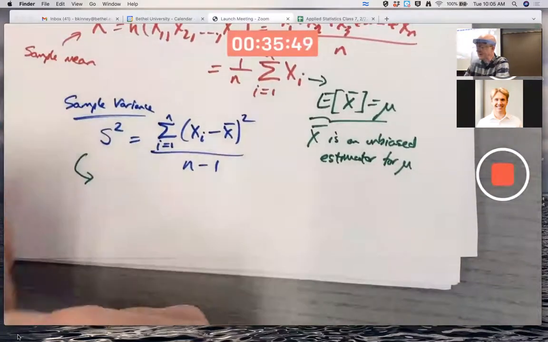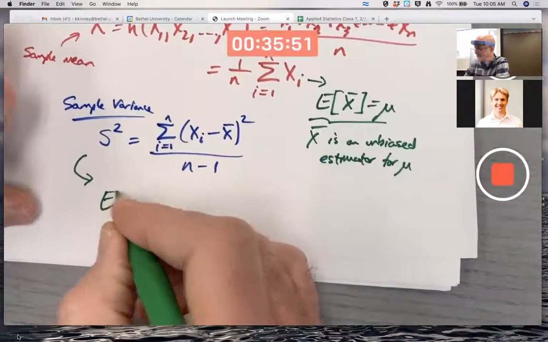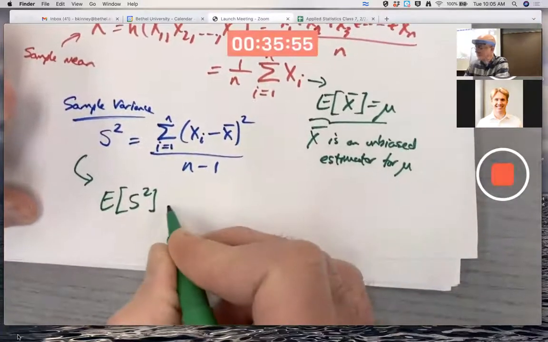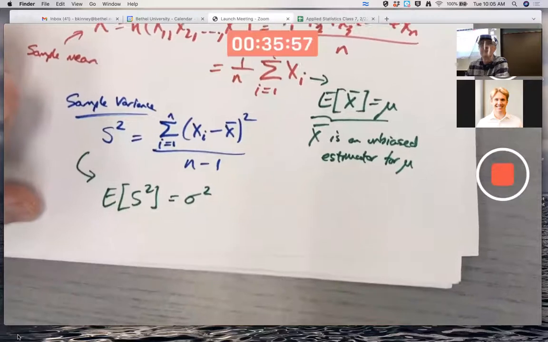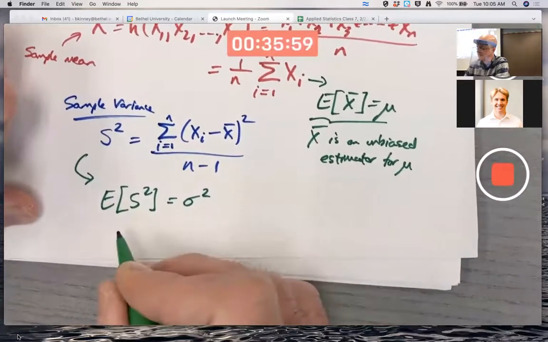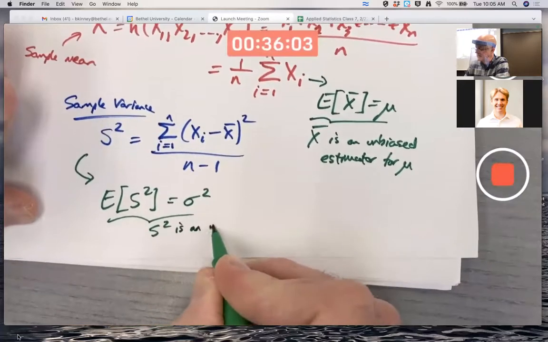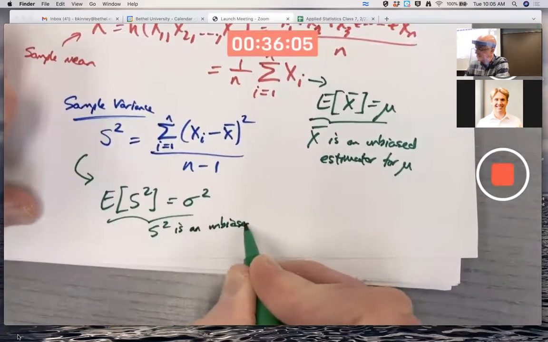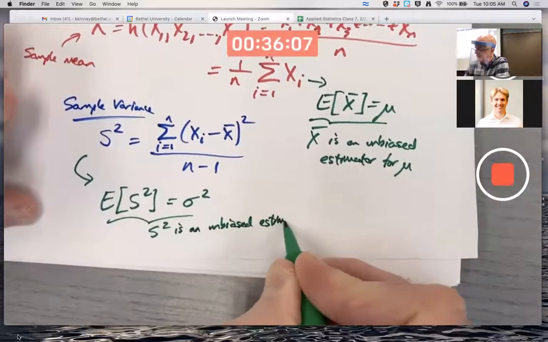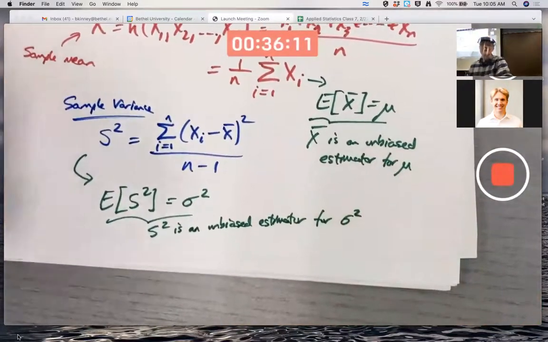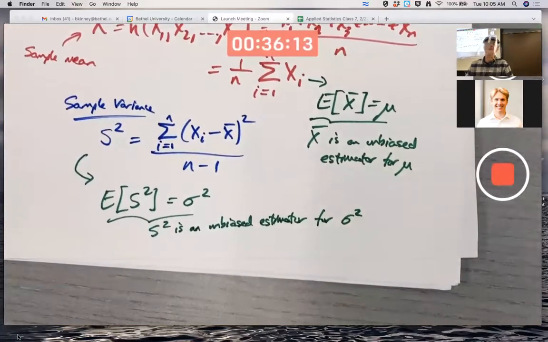Sample variance is also an unbiased estimator, but not for the mean, but for the population variance, sigma squared. S squared is an unbiased estimator for sigma squared. What's sigma squared? Sigma squared is the population variance. Variance of X, the random variable.